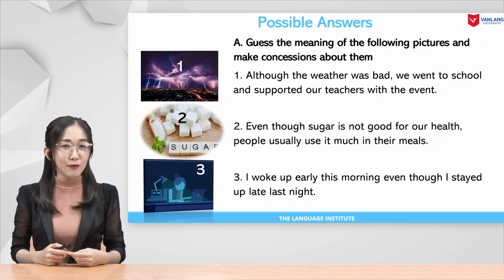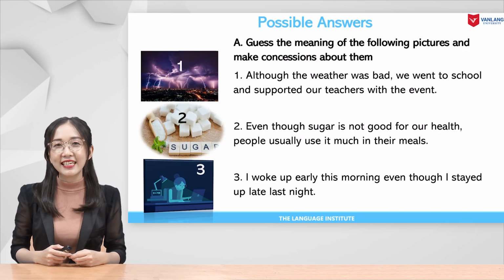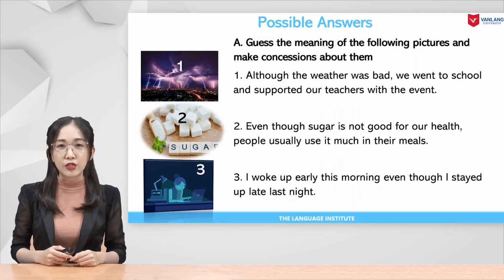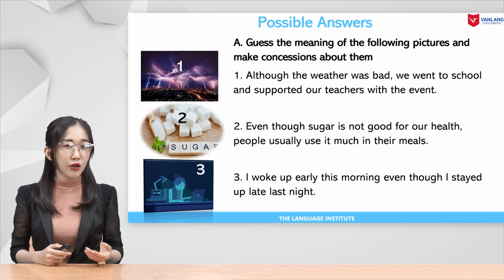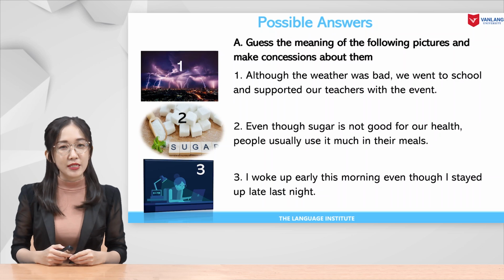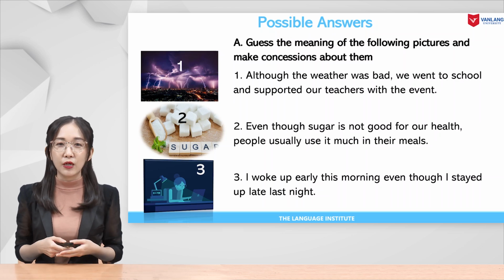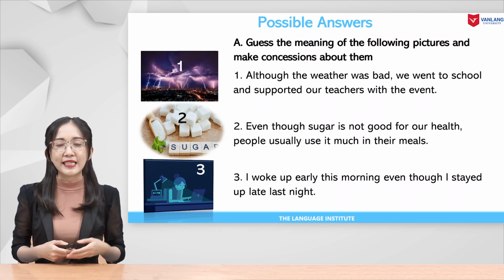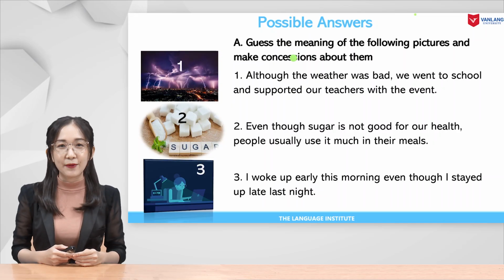Number 2 is absolutely about sugar, right? So my suggestion is, even though sugar is not good for our health, people usually use it much in their meals. And finally, number 3, a girl or maybe a woman who's staying up late until nearly 2 a.m. So my suggestion is, I woke up early this morning, even though I stayed up late last night.